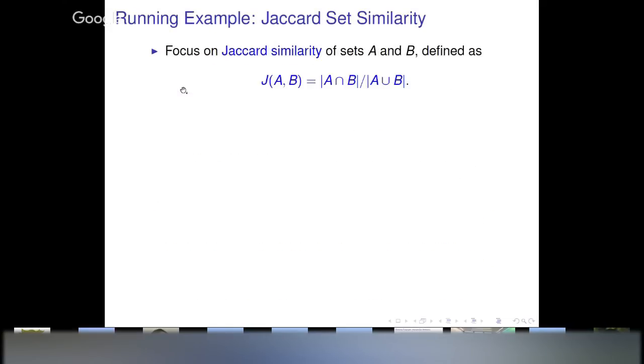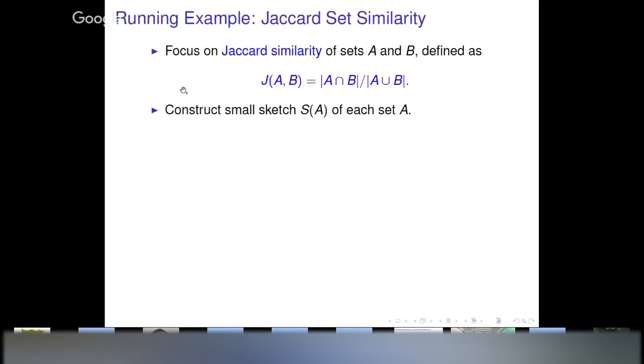Okay. So the running example I'm going to talk about here is the Jaccard similarity. We're looking at two sets, we want to see how similar they are, and the measure is just the size of the intersection divided by the size of the union. We could have looked at many other things, but that's what we look at in this talk.